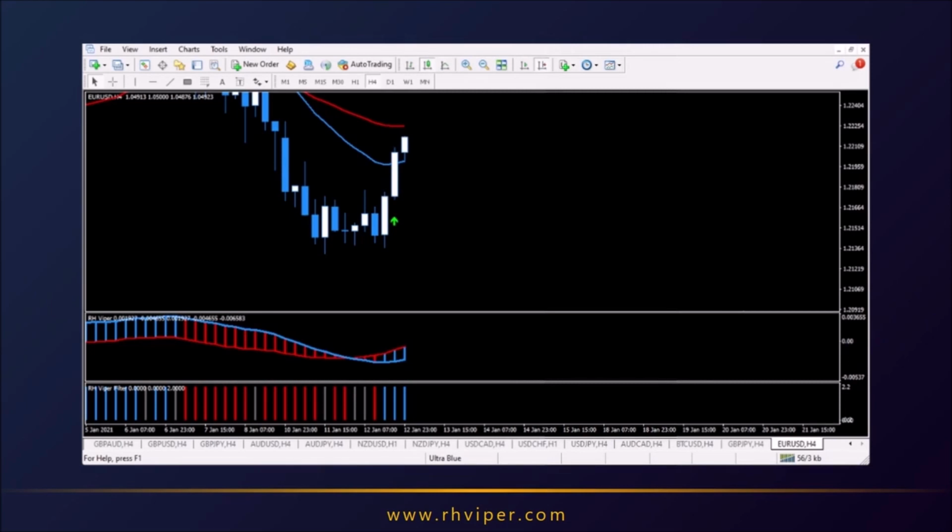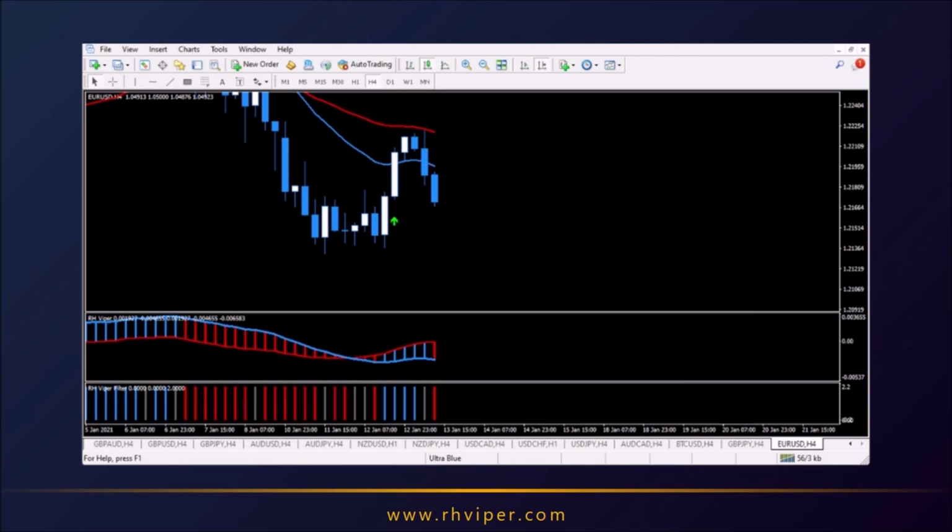So we did get that pullback into that blue moving average. We've got the setup to go short. Now we're looking for a signal to go short. What we need to see is that the trend stays intact, that the trend keeps pointing down, and we're looking for a candle now to close below the blue moving average. Okay, we've got a candle that closed below the blue moving average, but that's not all we need.